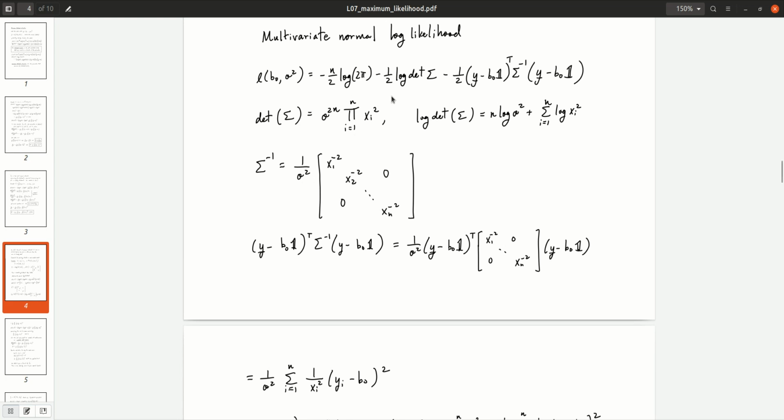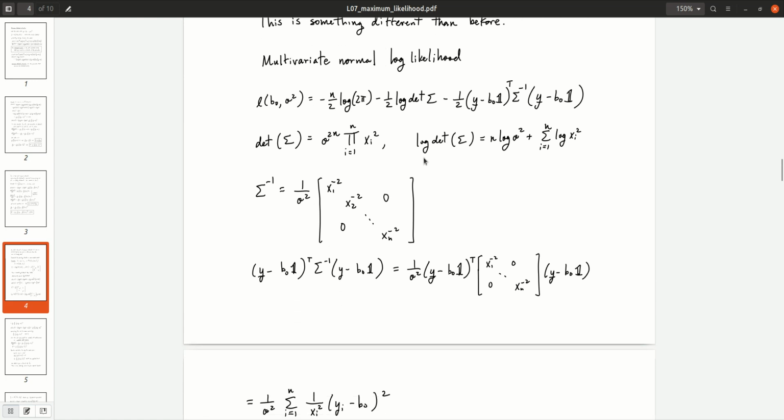This is just the multivariate normal likelihood. I plugged in b01 here, and I'm putting in sigma. Now what we have to do is look at the determinant of sigma. Sigma is a diagonal matrix, so the determinant is just the product of the diagonal entries, and that would be sigma squared to the n power multiplied by the product of the x sub i's squared.